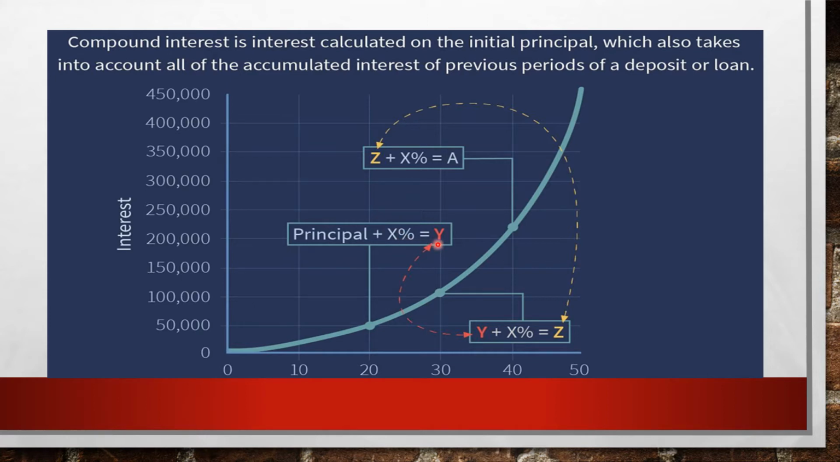For the next consecutive year, the amount is increased by X percentage. So for the amount Y, we have to pay X percentage as interest. At the end of the year, the amount will be increased to Z. For the next consecutive year, Z is added with an interest of X percentage. So compound interest is interest calculated on the initial principal, which also takes into account all of the accumulated interest of previous periods of an amount or loan.